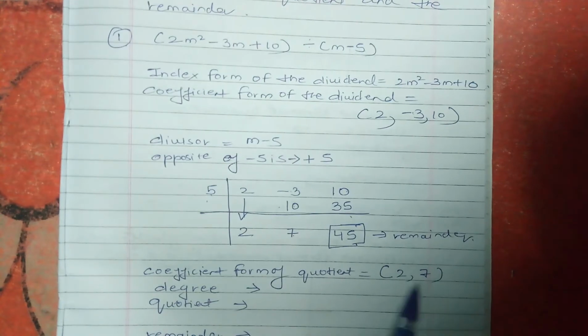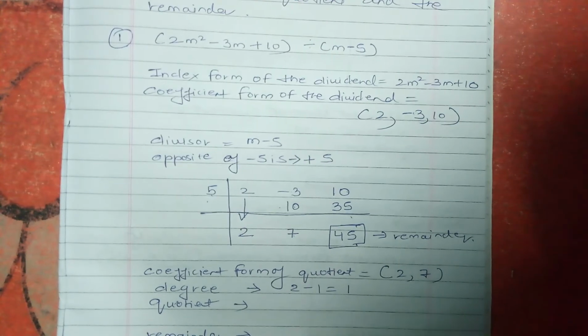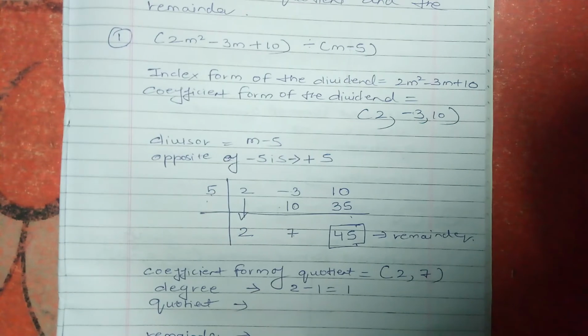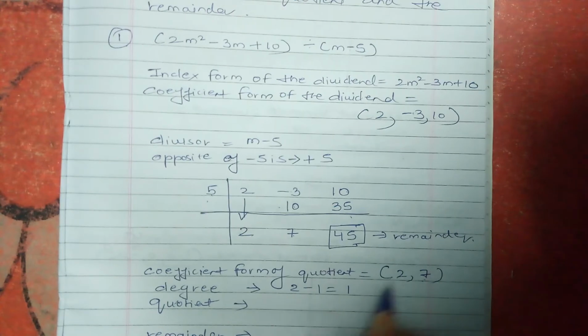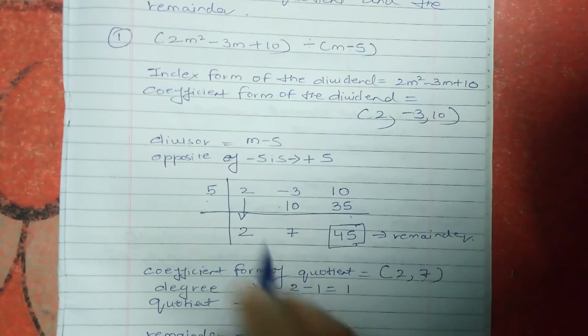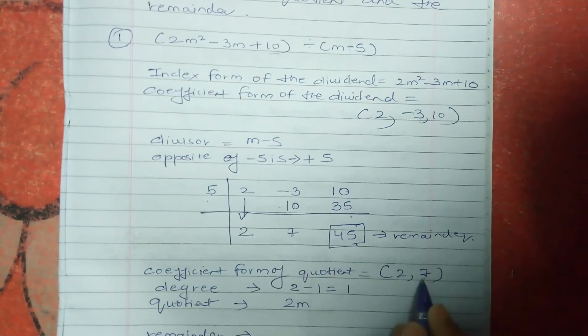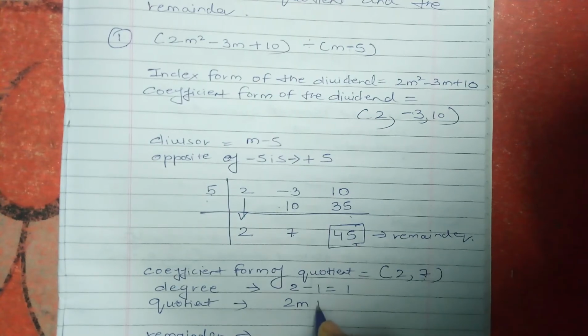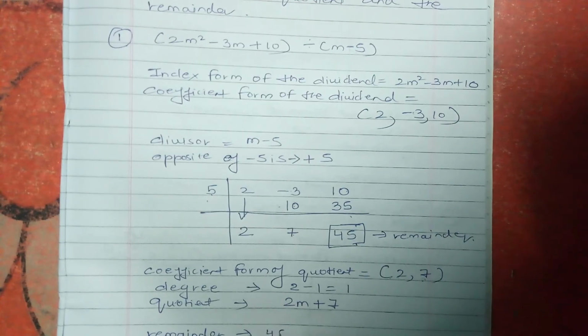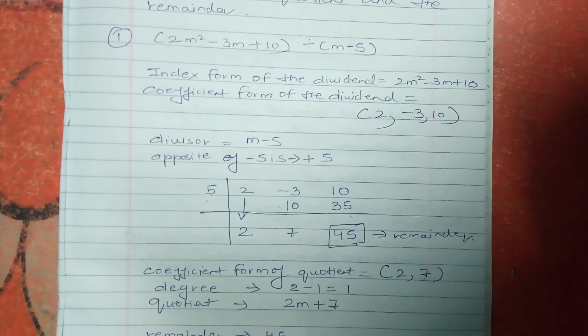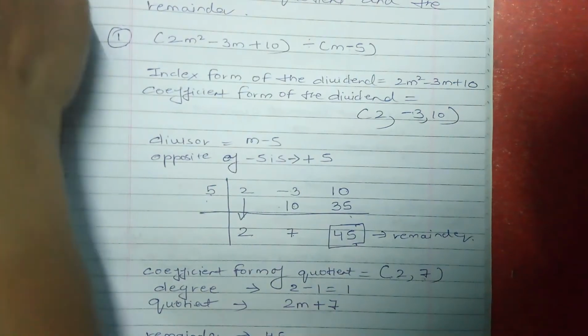Now how many digits are there? 2 and 7, no? So degree would be 2 minus 1, that is 1. So how to write the quotient now? This is the coefficient form, no? And what is the variable here? M. Pay attention to the variable m, it has been given here. So write down 2m, and here this is what? Positive 7, so plus 7. So this is the quotient. And what is the remainder? 45. So in this way you have to do the synthetic division. Okay, so our answer is, quotient is 2m plus 7 and remainder is 45.